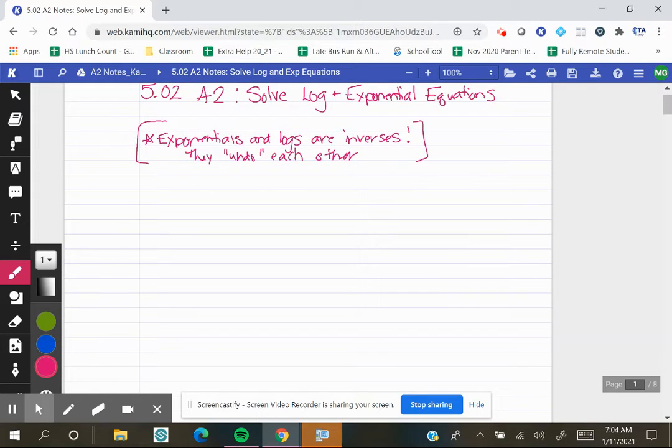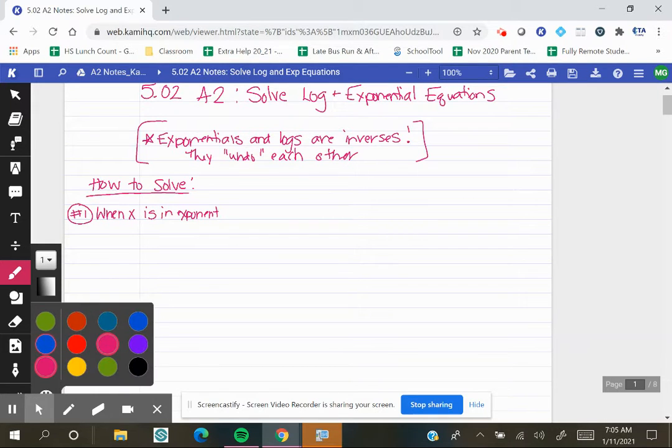So first I want to talk about 3 different scenarios that you could possibly see and what to do when you see those scenarios. So we're just going to make a little table here with our 3 scenarios, and then we'll actually do some examples of each. So scenario number 1 is when your variable, so I'll just call it x for now, is in the exponent.